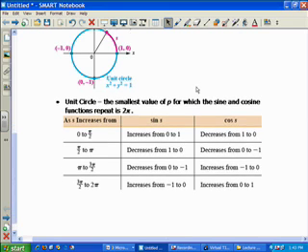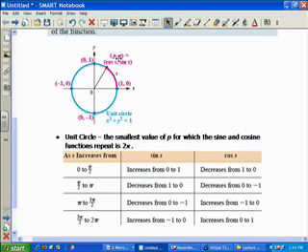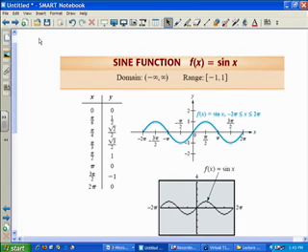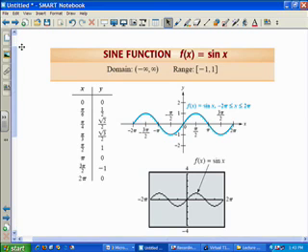From one trig function to the next. With the sine function, the domain's all real numbers, meaning you can plug any real number that you want into the function, and then what comes out of the function has to be between -1 and +1. So there's the domain and range of that function.